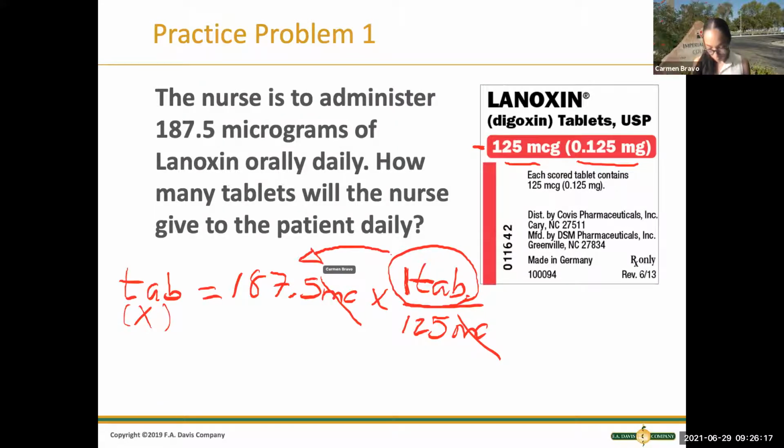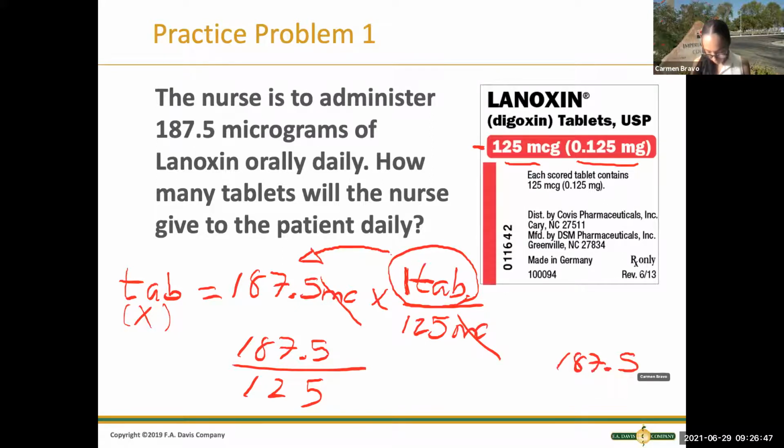So I'm going to multiply 187.5 times 1, which is going to be 187.5, and on the bottom is going to be 125. So I have to do my math. That's why division and multiplication are so important, because now we need to work out a math problem. If you're already getting ahead of me, that's great. That way you can start giving us some answers.